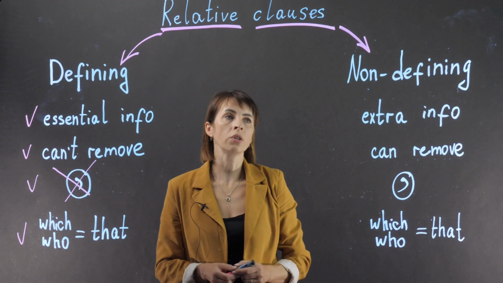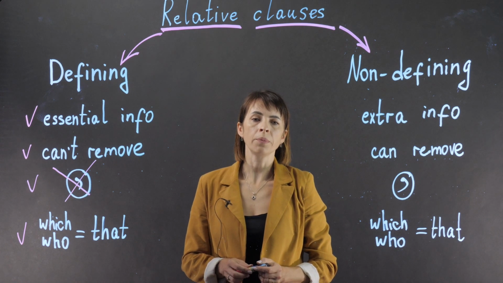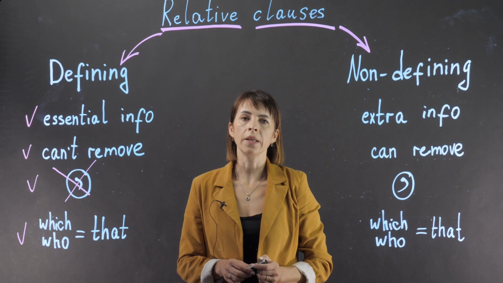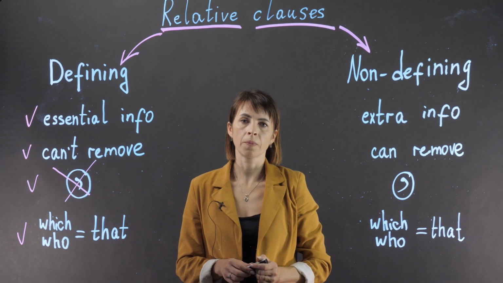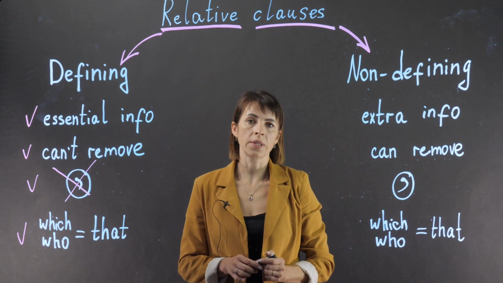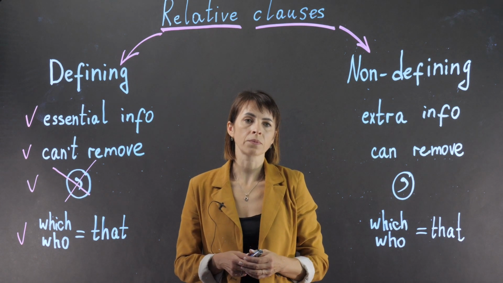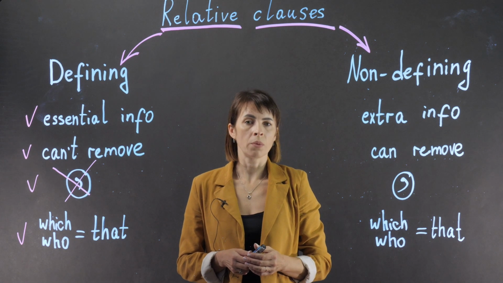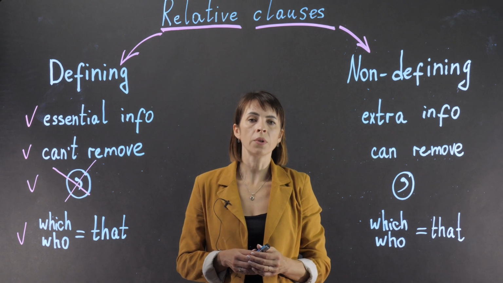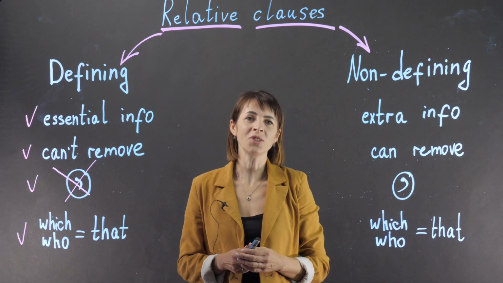Let's speak about non-defining relative clauses. Поширювальні підрядні речення. Non-defining relative clauses give us extra information. We can remove this information from the sentence and the sentence still makes sense. We use commas to separate non-defining relative clauses from the rest of the sentence. We can't replace who or which with that.